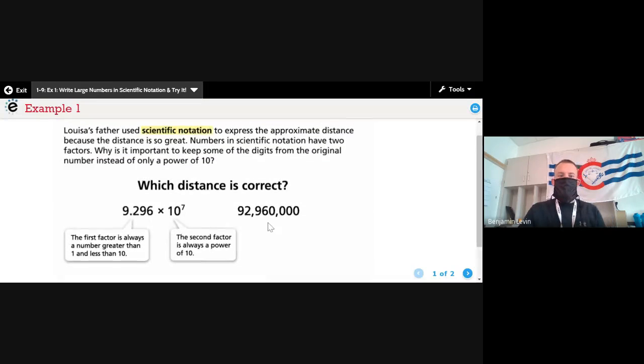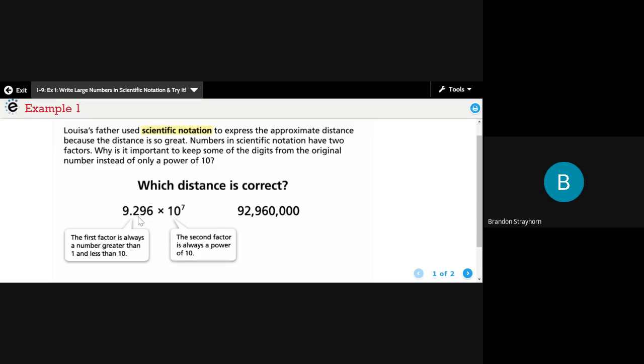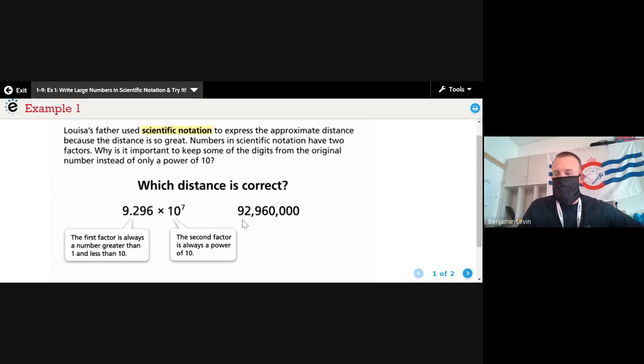All right, so let's look at these. We're thinking about which distance is correct. What do you guys notice? Brandon, can you see my mouse cursor at home? Or my pointer arrow? Yes, yeah, you see that on the screen? Okay, cool. I didn't know if my pointer actually showed up for you guys at home.